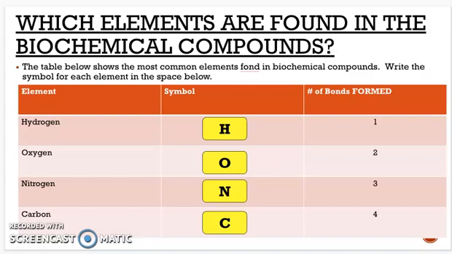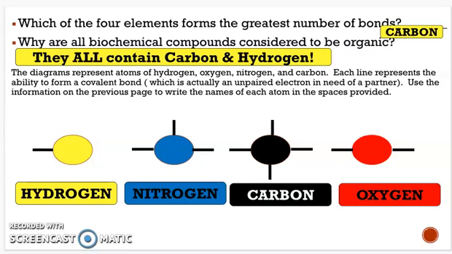So hydrogen, the symbol is just the letter H, and the number of bonds that are formed is 1. Oxygen, labeled with the symbol O, forms 2 bonds. Nitrogen, the symbol is the capital letter N, and it forms 3 bonds. And then carbon has the symbol C, and it forms 4 bonds. Out of all of the 4 elements that we've just covered, the greatest number of bonds occurs in carbon. So carbon can make 4 bonds.